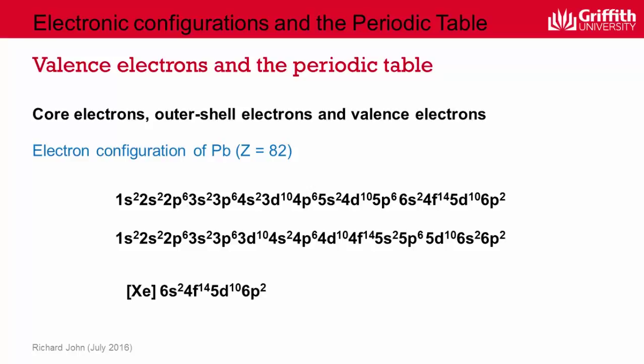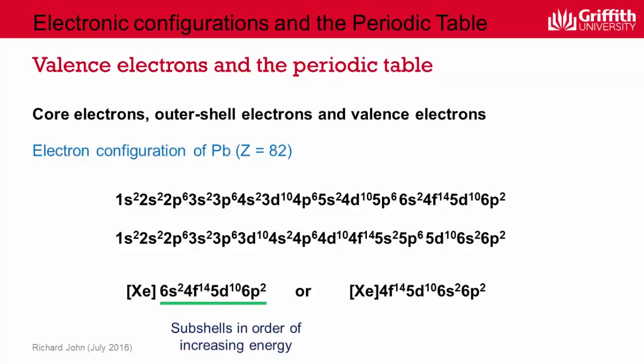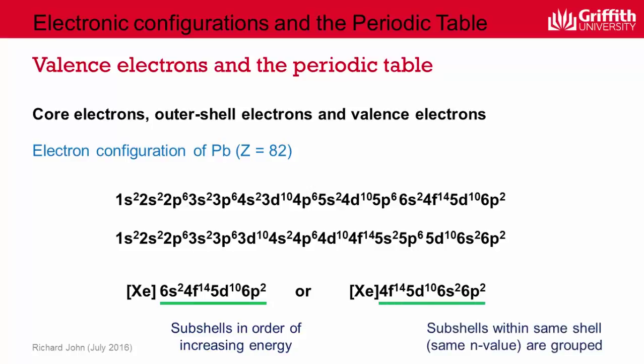Now either way of representing these electron configurations is valid. And this is the condensed electron configuration for the first one. This is the condensed electron configuration for the second one. So this one has the subshells in order of increasing energy, and this one has the subshells with the same shell or same n value grouped together.